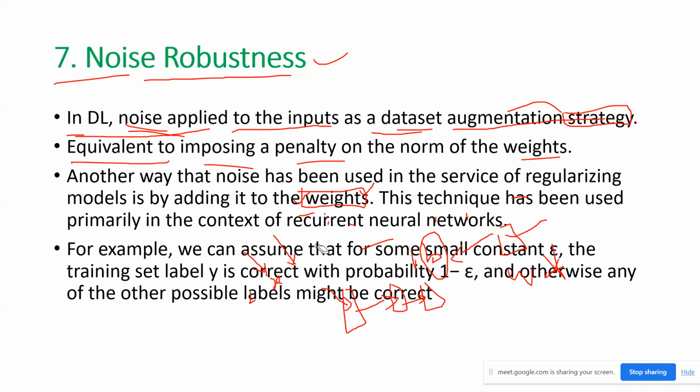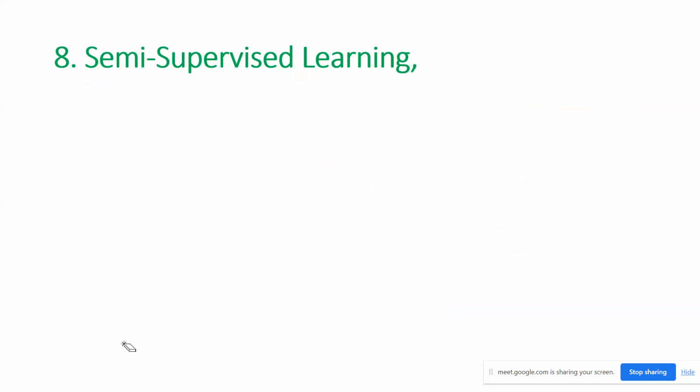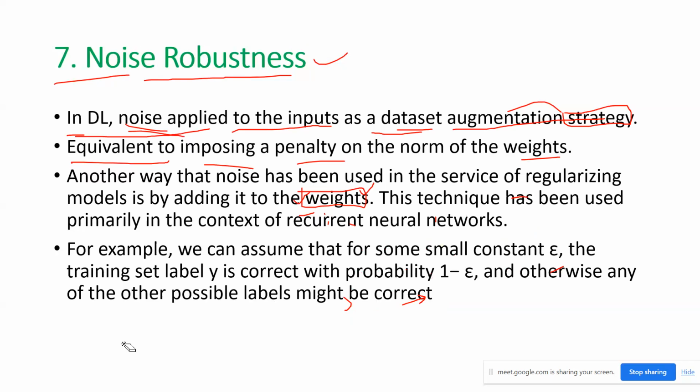So see this, for example, we can assume that for some small constant epsilon, the training label y is correct with probability 1 minus epsilon. Otherwise, the model might not have correctness. So this is one of the noise robust techniques we are adding. You just apply this one. It is one of the data augmentation strategies. One more strategy I explained was rotation of the degree. One more strategy I told you was changing the size dimensions. There exist several strategies.